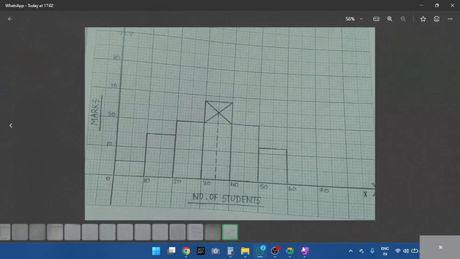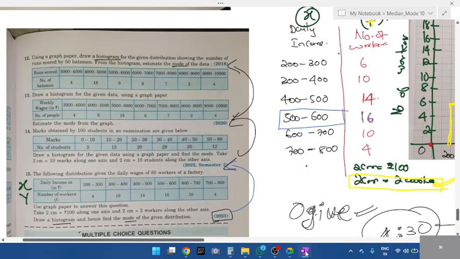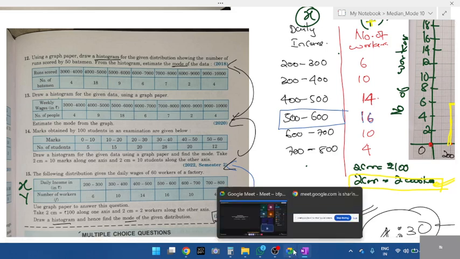Okay, the mode. What's the answer, Tanishka? Is it 35? Textbook answer is 35. So is it 35? Confirm. Correct.